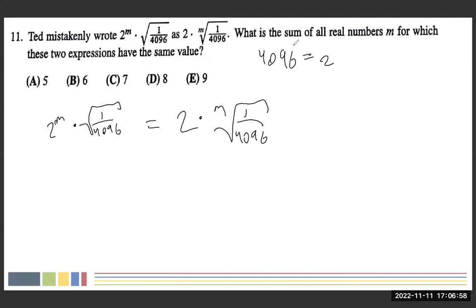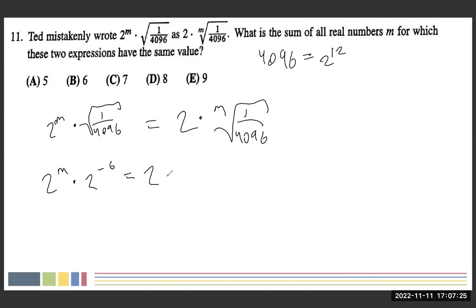you'll figure out that its prime factorization is just 2 to the 12. So that's very helpful because that implies that this is 1 over 2 to the 6. So this is 2 to the m times 1 over 2 to the 6. Because of the square root, it makes it 1 over 2 to the 6. But we also know that this is equal to 2 to the negative 6, right? Because the reciprocal negates the exponent.